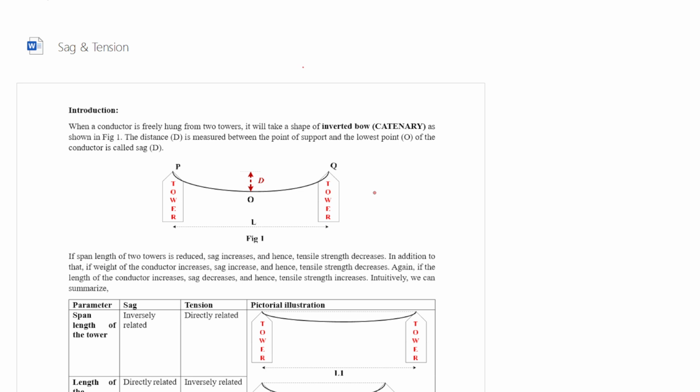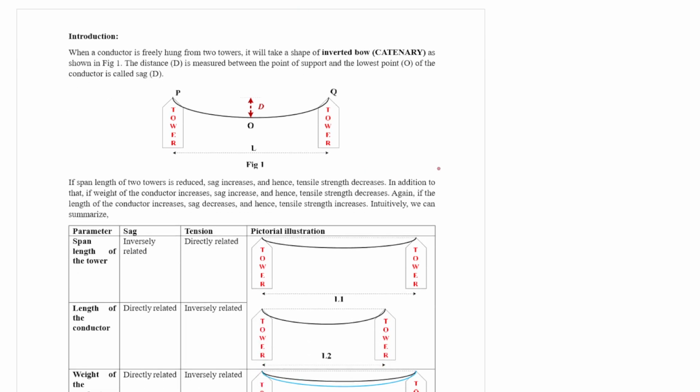Now, what is a sag? Let us say we have a conductor. Suppose these two points P and Q at the tip of the tower, from where this conductor POQ is strung freely. That is very important.